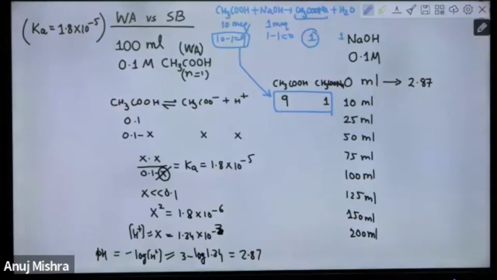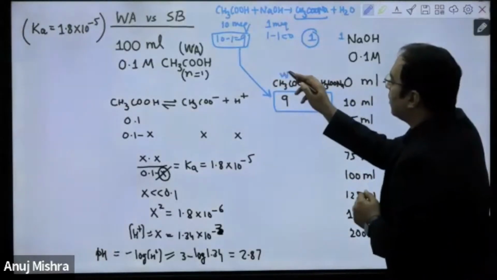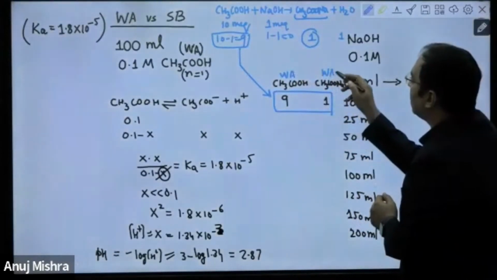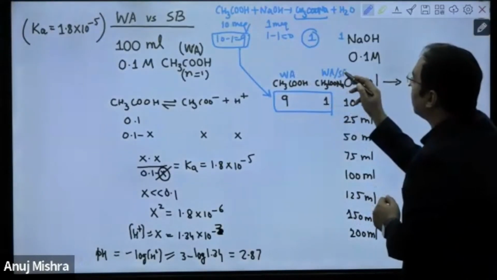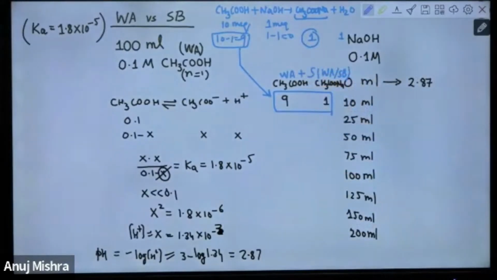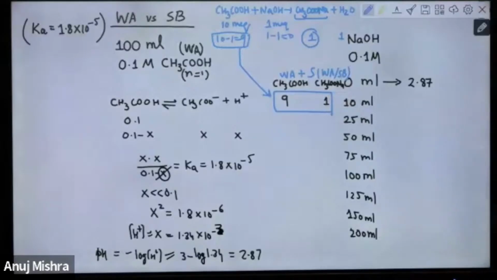What is buffer? Buffer is basically weak acid and salt of same weak acid with a strong base sodium hydroxide. This combination is called buffer. I repeat, weak acid and salt of same weak acid with some strong base. Sodium acetate is a salt. Acetic acid is an acid, weak acid. So this combination is known as buffer. What is the formula for buffer?